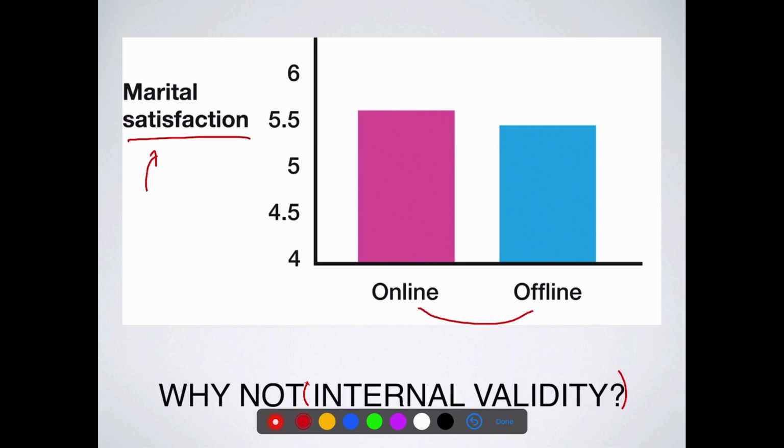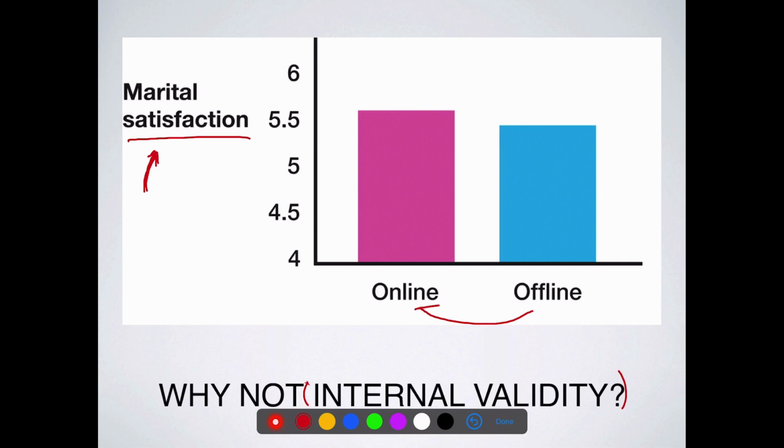Here, marital satisfaction, think that through. Can you think of a situation where they assigned people to be satisfied or dissatisfied? That would be hard to imagine, actually probably not ethical. So here, probably measured, not assigned, not manipulated.